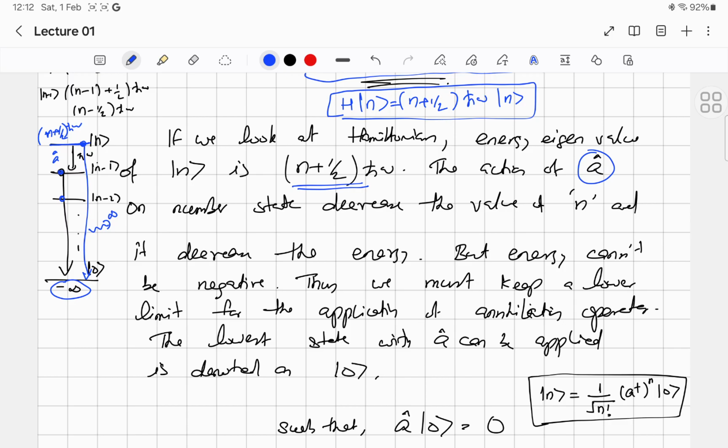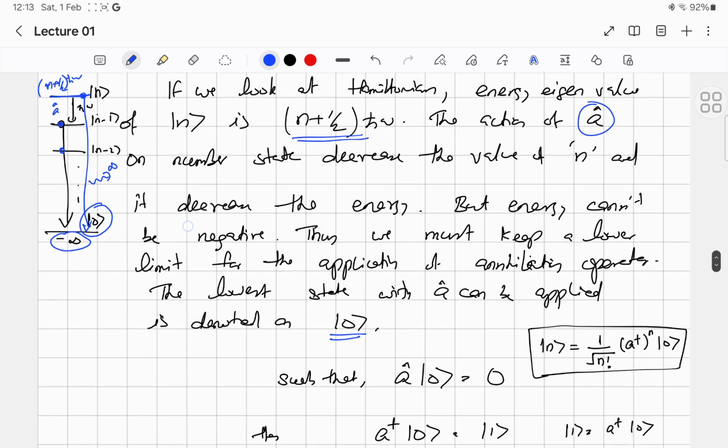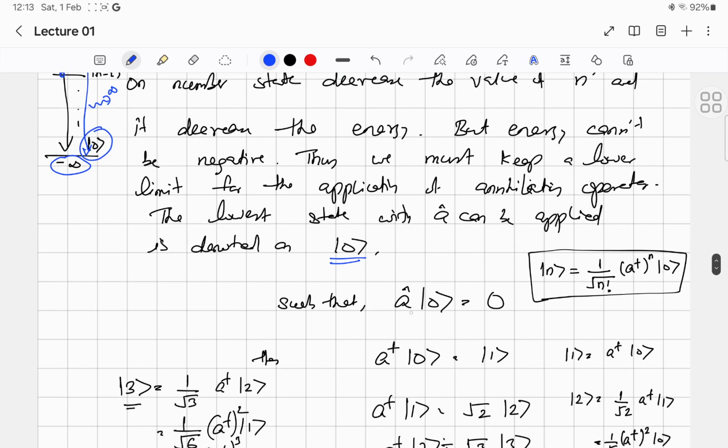So that means there must be some lower bound for the energy, and the corresponding state I am going to denote as ket |0>. The ket |0> is the lowest possible state. It cannot go further down. So now how can we set this lowermost possible energy state by using the annihilation operator?